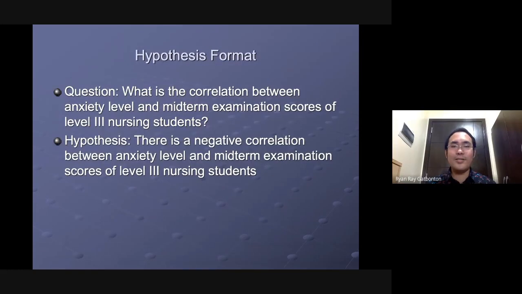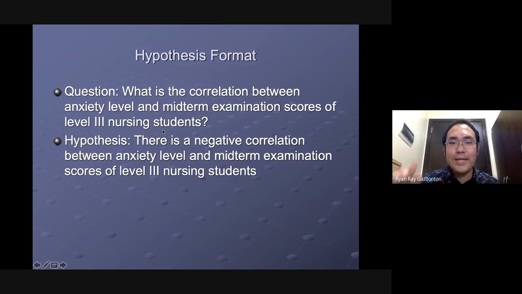Okay? So here's an example. For this example, we have the question: what is the correlation between anxiety level and midterm examination scores of level 3 nursing students? Notice that the hypothesis is this: there is a negative correlation between anxiety level and midterm examination scores of level 3 nursing students. They sound alike, the hypothesis and the question. Because if you remember our discussion last week, we said the format of your question should be in PICO format. There is the population, these are the level 3 students. The intervention, which is the midterm examination, the fact that they will have a midterm examination. The comparison, which is your scores and anxiety level, and your outcome, which is your anxiety level, rather. This is the outcome. So this is a correct research question.